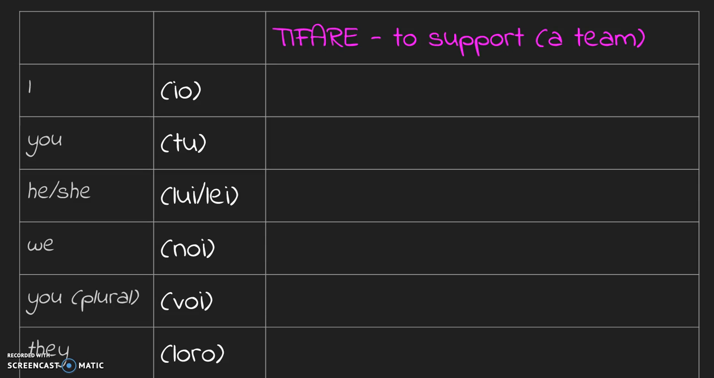So let's look at the first group of verbs now, -are verbs. This is the largest and most common group of verbs. So here we have a verb table, and on the left-hand side we have the subject pronouns. So these are the words for I, you, he, she, we, etc. The subject pronouns tell us who is carrying out the action. So in Italian they are io, tu, lui, lei, noi, voi, and loro.